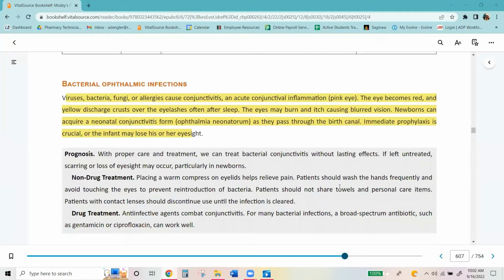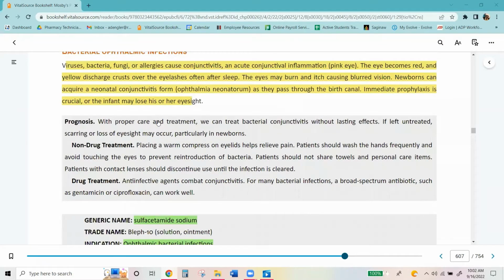Viruses, bacteria, fungi, or allergies can cause conjunctivitis and acute conjunctival inflammation, which is pink eye. The eye becomes red and yellow discharge crusts over the eyelids or eyelashes, often after sleep. The eyes may burn and itch, causing blurred vision. Newborns can acquire a neonatal conjunctivitis form as they pass through the birth canal. Immediate prophylaxis is crucial, or the infant might lose his or her eyesight.